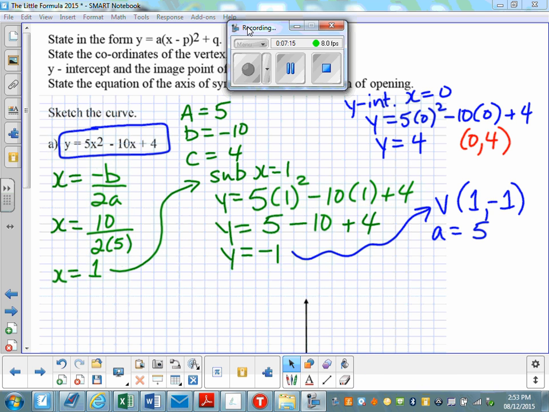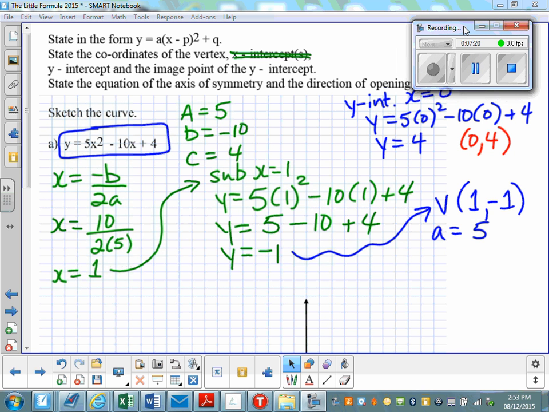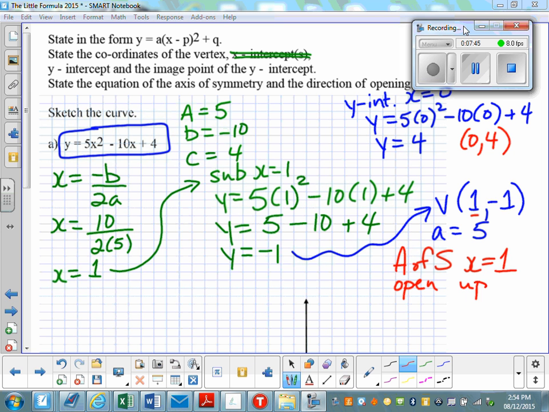So that's what that's going to be. And once I sketch the parabola, you'll see the image point of that. The axis of symmetry is always x equals, and it comes from the x value in the vertex. And this guy is going to open up. So let's sketch this and see what it looks like.